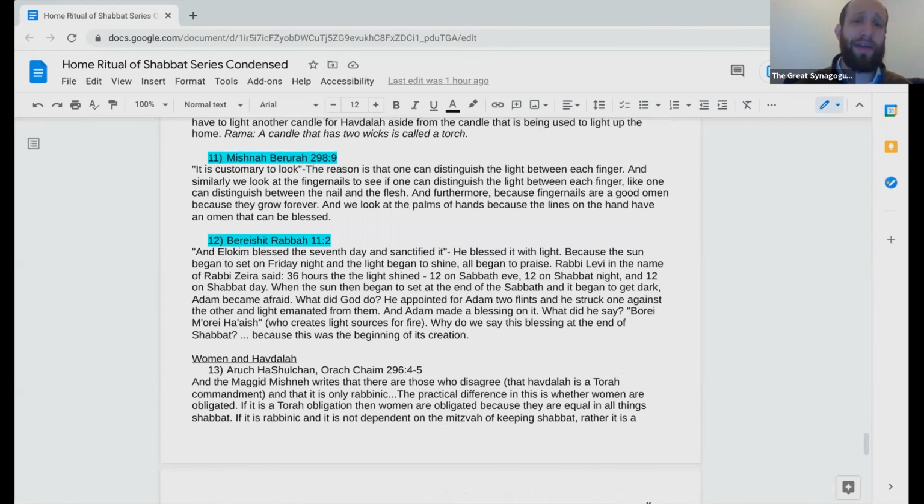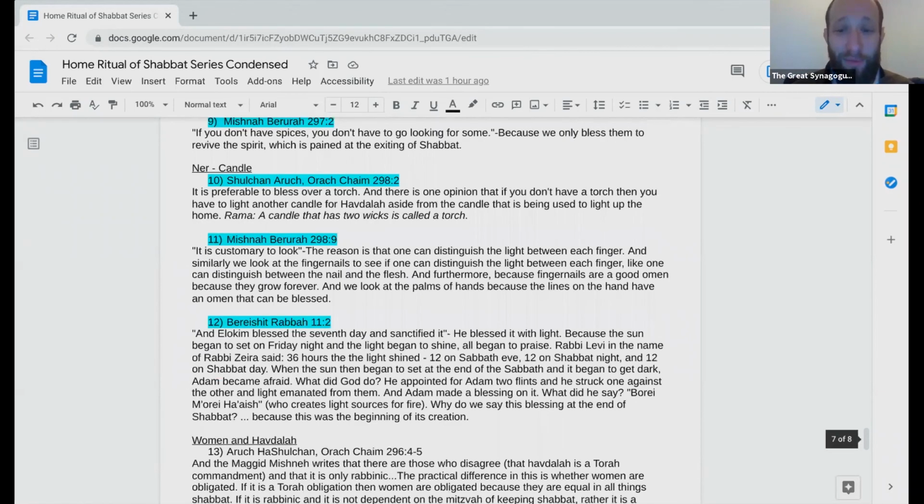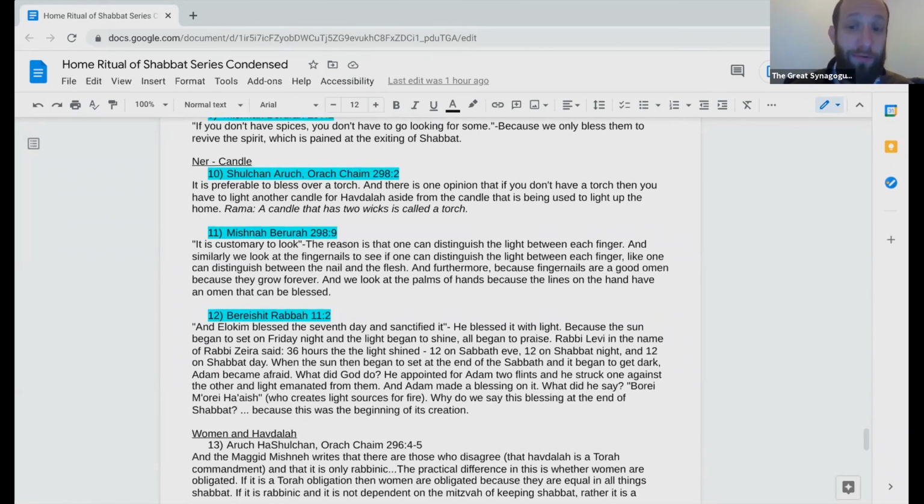And Elohim blessed the 7th day and sanctified it. He blessed it with light, because this is source 12. Because the sun began to set on Friday night, and the light began to shine, all began to praise. Rabbi Levi, in the name of Rabbi Zera, said, 36 hours the light shined, 12 on Sabbath eve, 12 on Sabbath night, and 12 on Shabbat day.